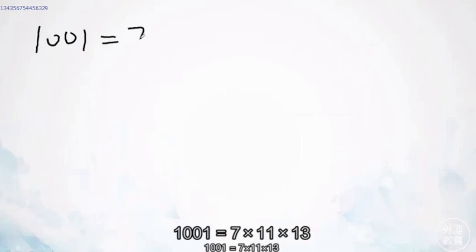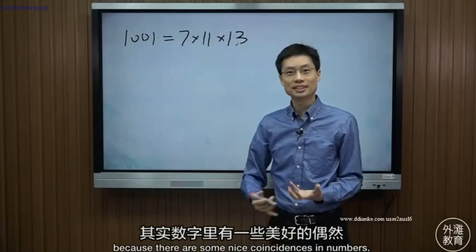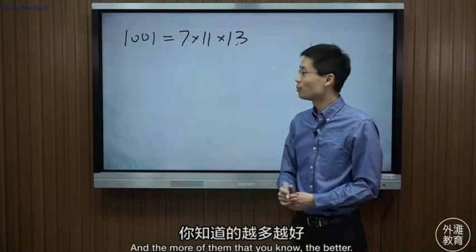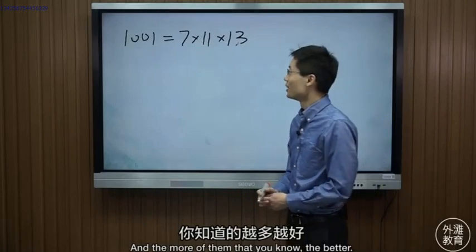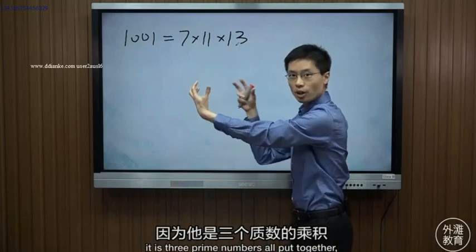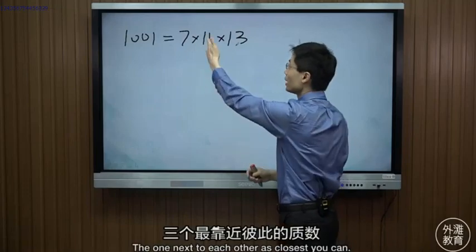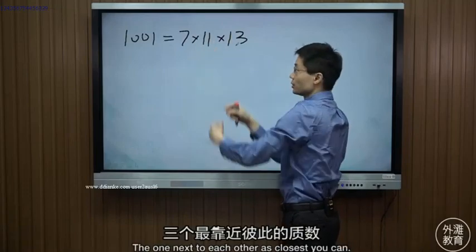1001 is equal to 7 times 11 times 13. I wanted to share that because there are some nice coincidences in numbers. And the more of them that you know, the better. And 1001 is so special. It is 3 prime numbers all put together, but 3 consecutive prime numbers, the ones right next to each other, as close as you can.